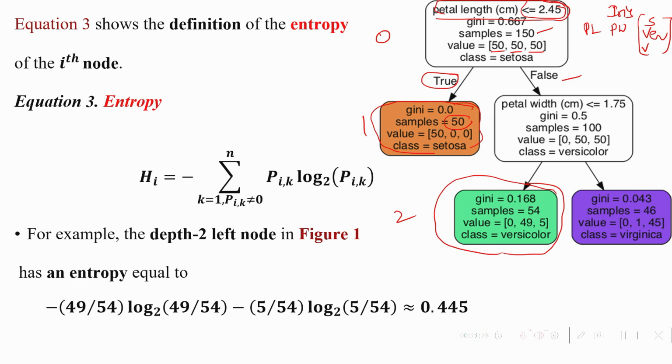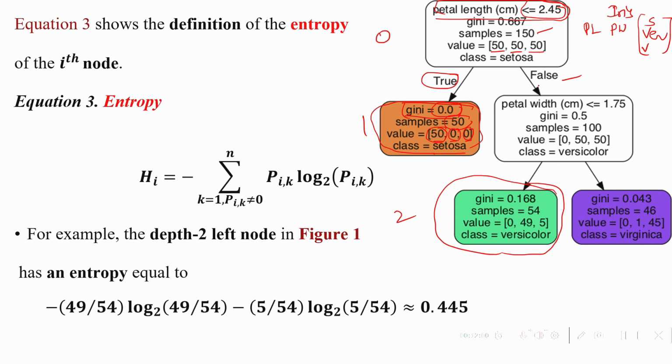So these 50 elements belong to one class. Here value equal to 50, 0, 0 means all elements belong to the same class, and 0 belongs to versicolor, and 0 belongs to virginica. Now here we are finding the Gini value. Already we know the formula for the Gini value. Here the Gini equal to 0.0 means all the elements belong to the same class, setosa, that is the class name. Like that, we are going to find out the entropy for each and every attribute here.